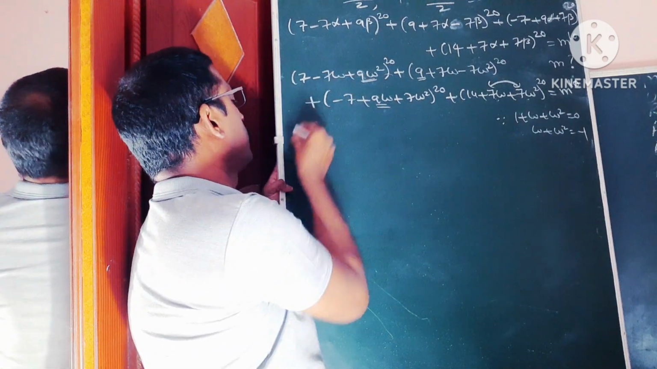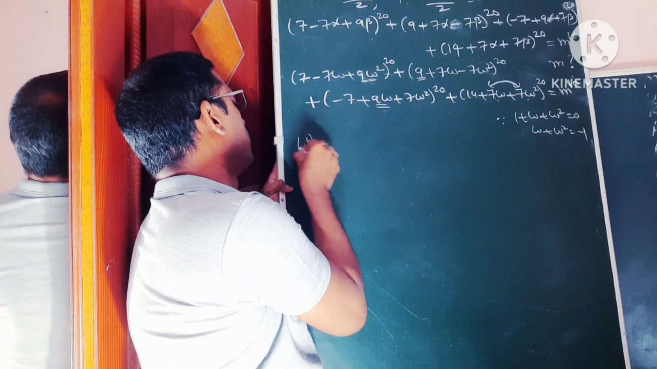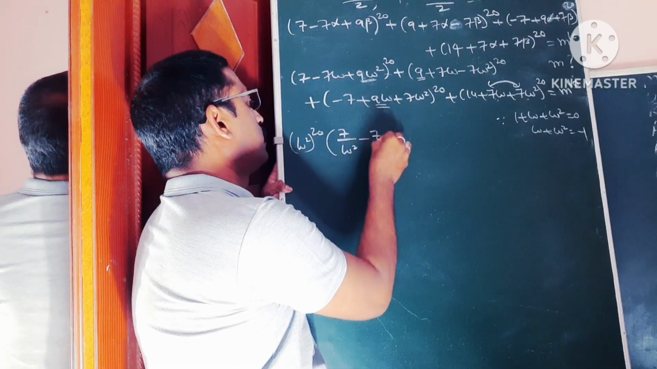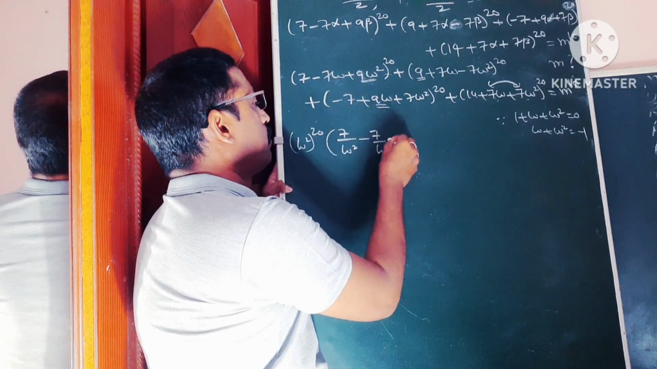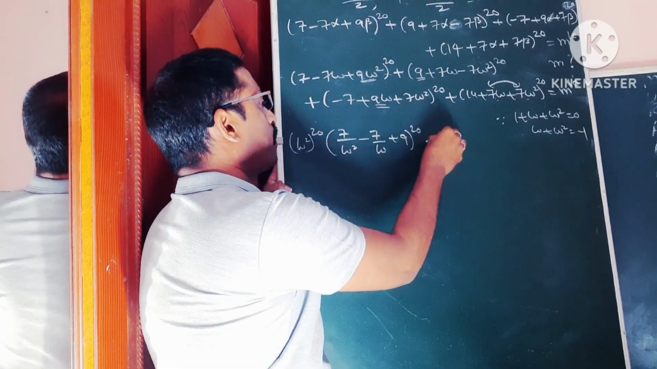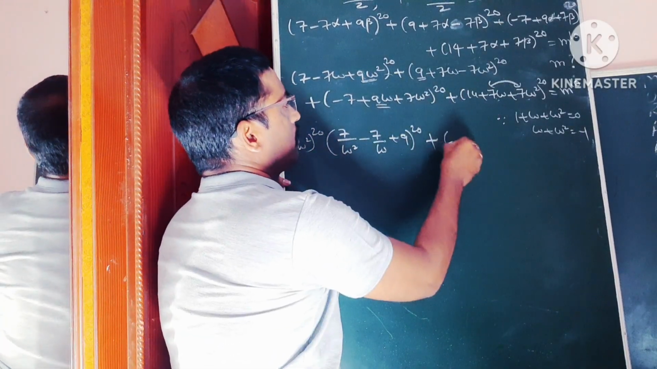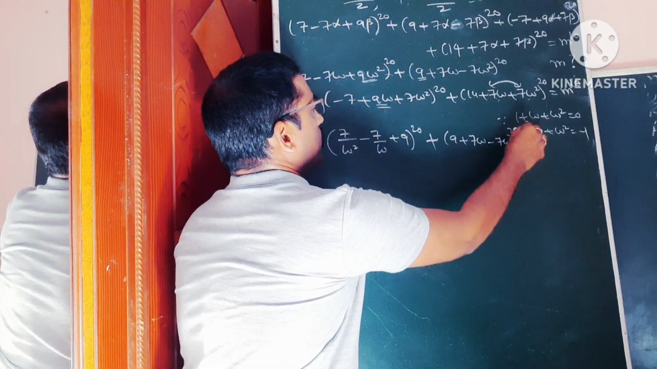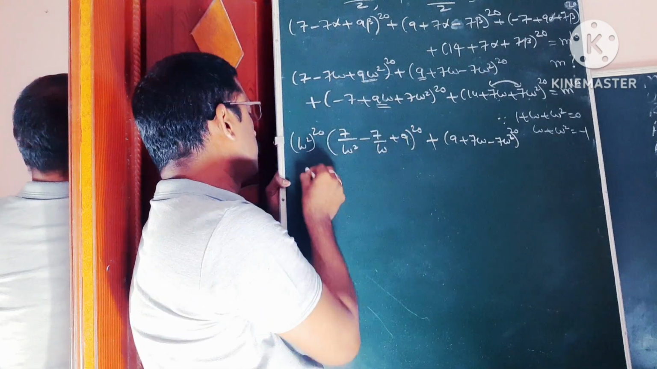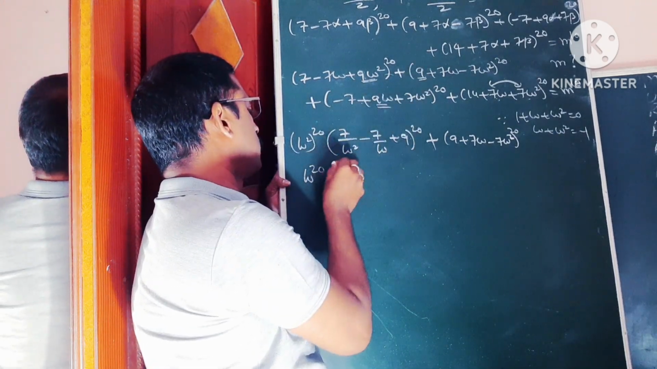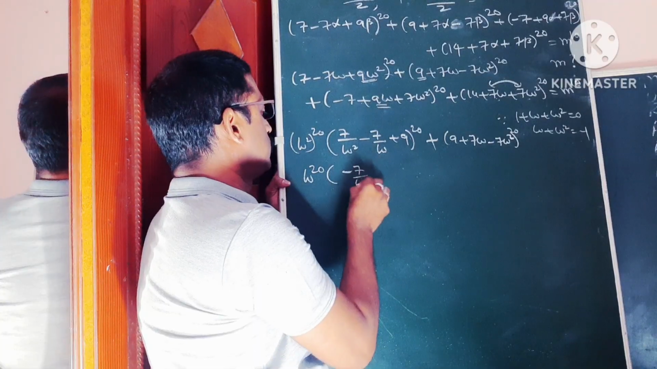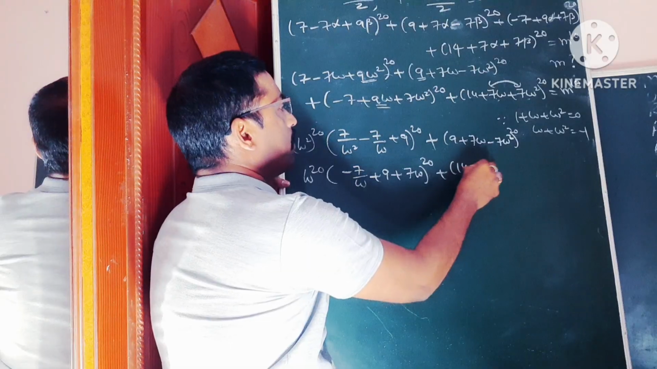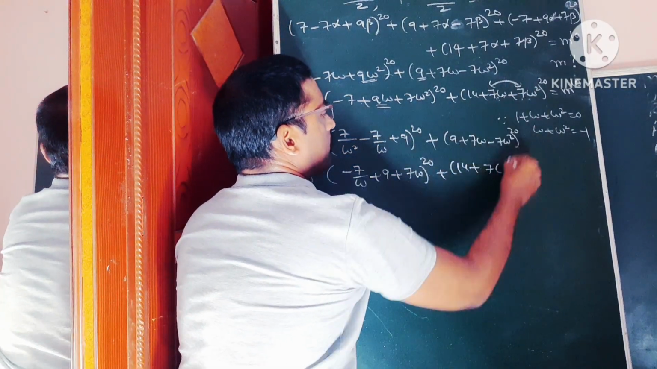We get the answer. Omega square common outside, omega square power 20, and here (7 by omega square minus 7, omega square common, 7 by omega plus 9) whole to the power 20 plus, as it is, (9 plus 7 omega minus 7 omega square) whole to the power 20. Here omega common outside, omega power 20, so (minus 7 by omega plus 9 plus 7 omega) whole to the power 20. 14 plus, here 7 common, omega plus omega square value is minus 1.